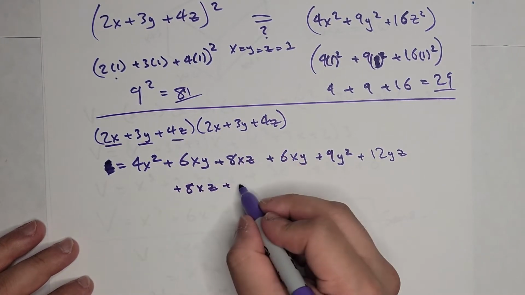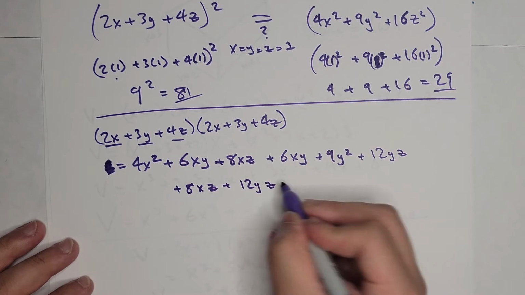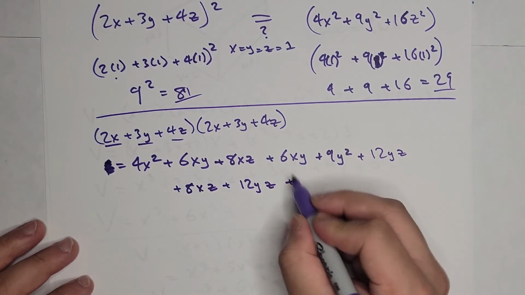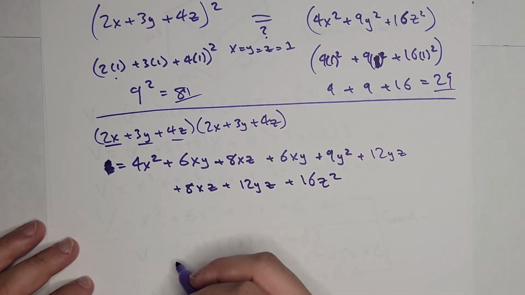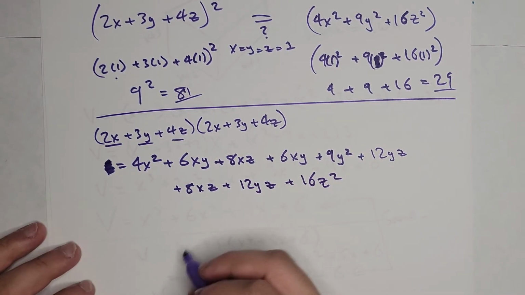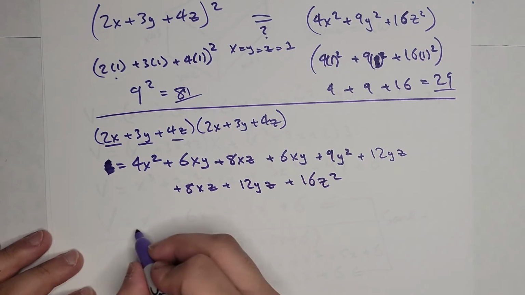4z times 3y is going to be 12yz. 4z times 4z is going to be 16z squared. And now let's simplify this. We have a 4x squared.